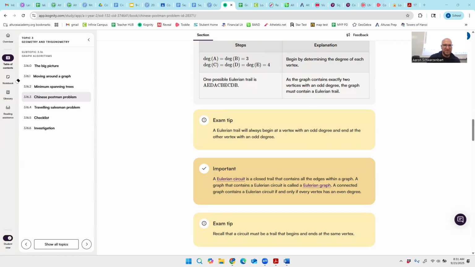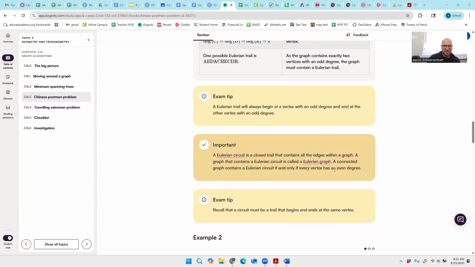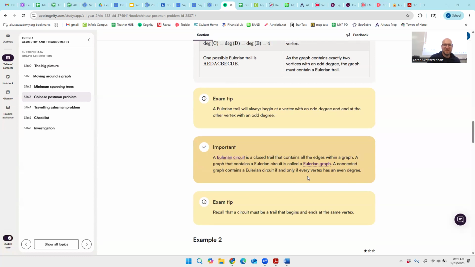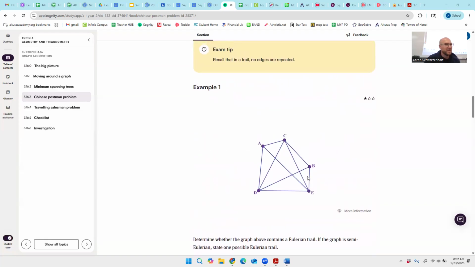Important. An Eulerian circuit is a closed trail that contains all the edges within a graph. A graph that contains an Eulerian circuit is an Eulerian graph. A connected graph contains an Eulerian circuit if and only if every vertex has an even degree. Wait, how is the circuit different from the trail? A circuit has to start and end at the same point, correct? Wait, is a trail hits every vertex once?